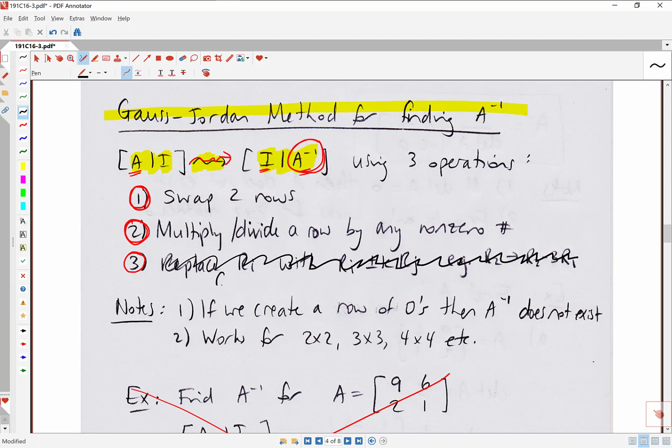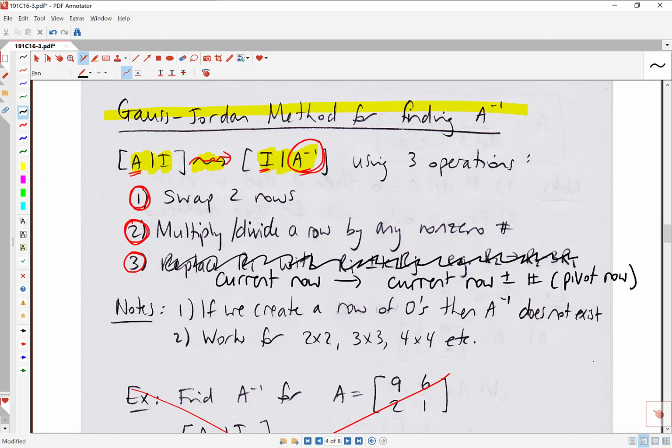What you're allowed to do is take the current row that you're on and replace it with your current row plus or minus some number times the pivot row. When we do an actual example in a moment, we'll talk about what the pivot row is and what this operation would actually look like.